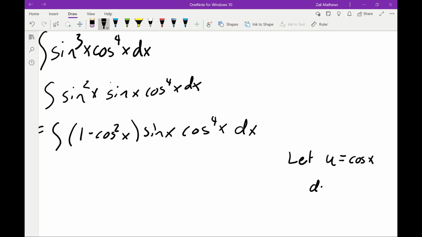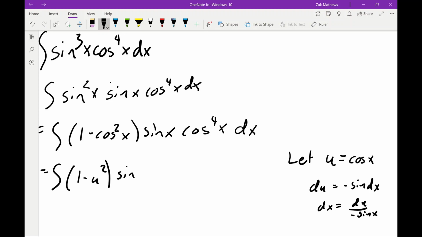And so that means our du is equal to negative sine x dx. And so we can think of dx as du over negative sine x. And how does this help us? Well, let's see. So we have the integral of 1 minus u squared.